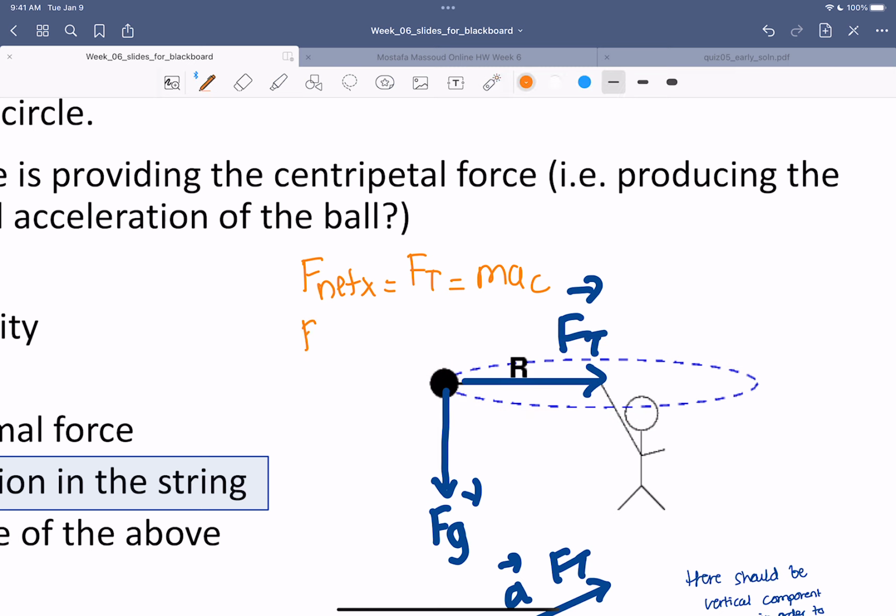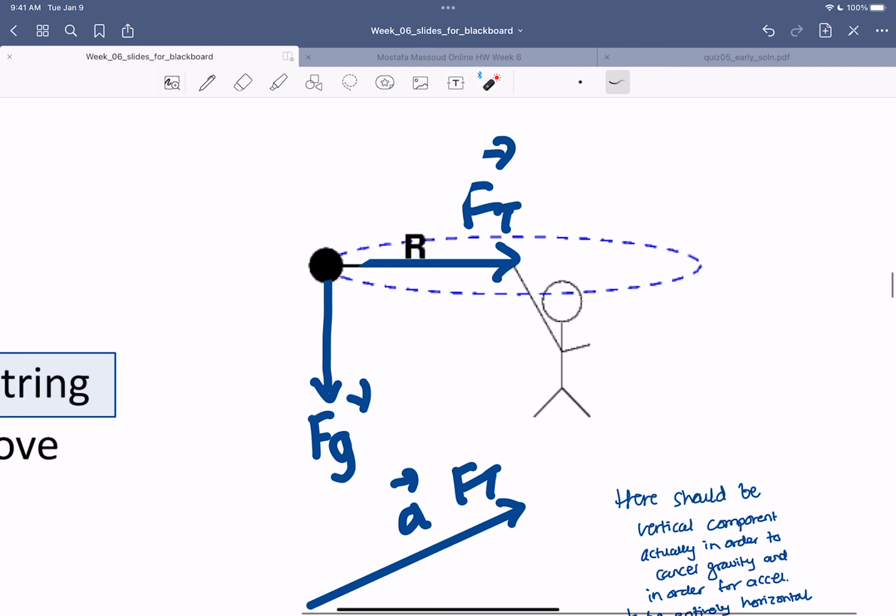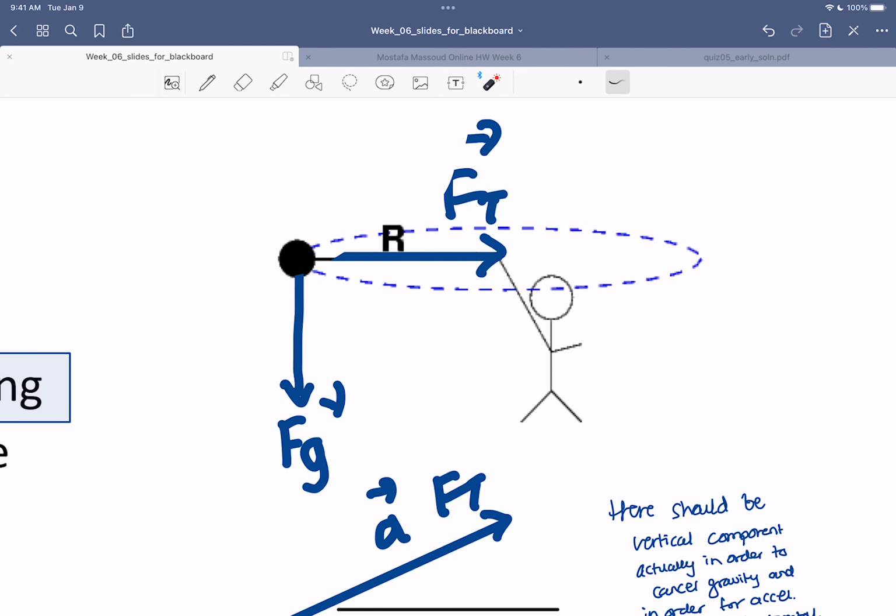Now, F net y, for example, well, that's just Fg, right? Because there's nothing else here that we have in question. And that's not going to be offering any type of centripetal force or centripetal acceleration. It's still acting on the ball, that's for sure, but it's not directly in play when we're talking about what's giving us a centripetal acceleration or centripetal force. So the tension of the string is the only thing in question here that is playing into this central, circular pathway.